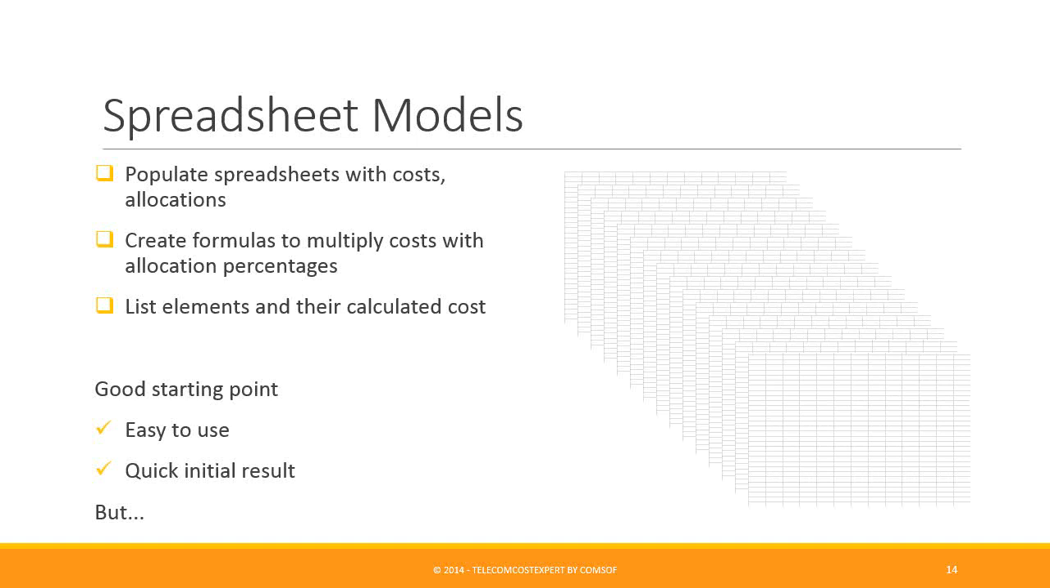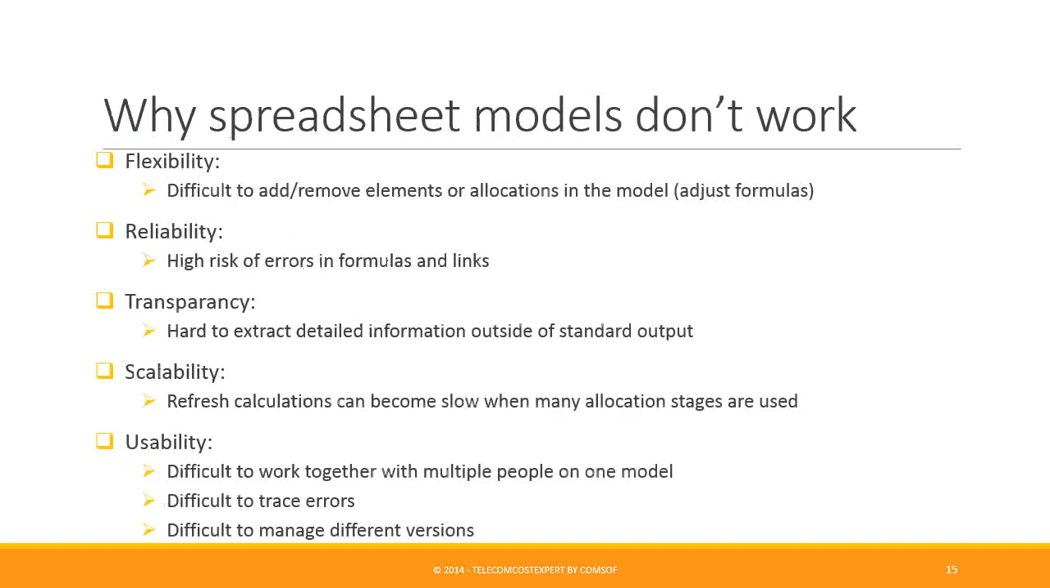But in our experience, the data quickly gets too big, a lot of data, a lot of references left and right. And sooner or later, we will have issues with this type of spreadsheet model. And this slide just shows some of the factors why we have experienced that spreadsheet models don't work. So they're not flexible. It's very hard to add or remove elements and allocations. If you adjust certain formulas, then you may impact sheets of the model that you don't want. Reliability is also a big risk, because if you miss some costs or miss some cells, then you will definitely end up with a wrong number at the end.